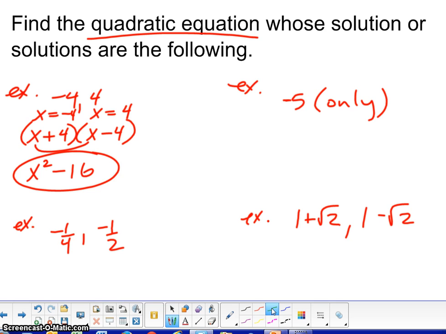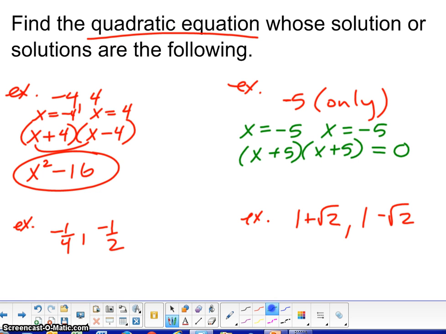The next one, if it's negative 5 only. Now this was a little new, but anytime you have a negative 5 like this, there are two of them. So x equals negative 5, and x equals negative 5. It just means it's going to repeat. So you have x plus 5 here, and then x plus 5 on this one as a factor, and we're going to multiply them together. And once again, there's your quadratic.